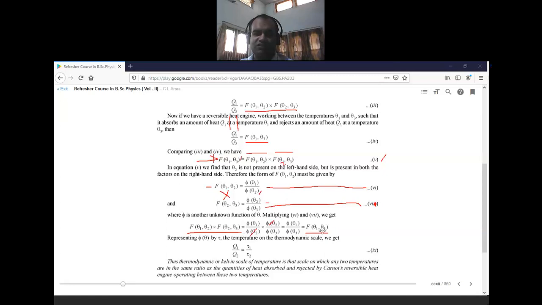How is it equal to f theta 1 theta 3? If you see this multiplication from equation 5, this one is the same as this one, therefore we can write here that capital F as a function of theta 1 and theta 3 will be nothing but phi theta 1 divided by phi theta 3. Okay, so you understood up to this?